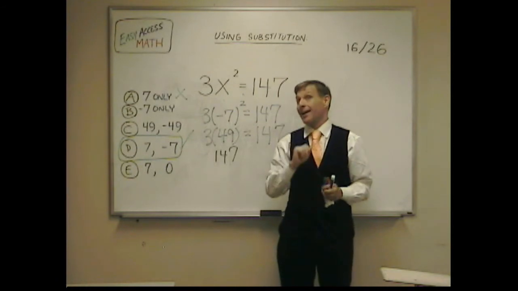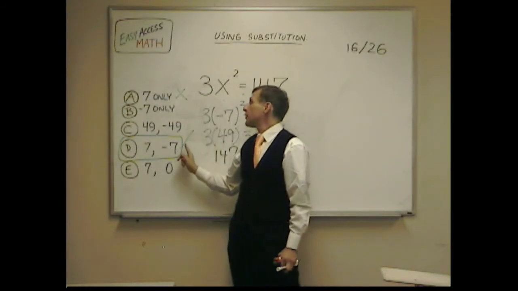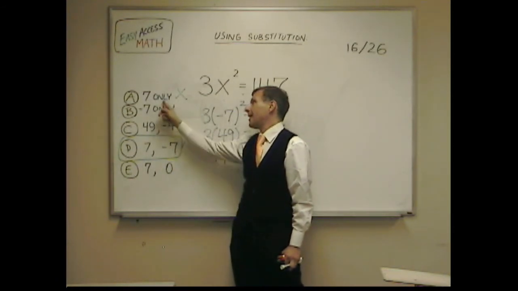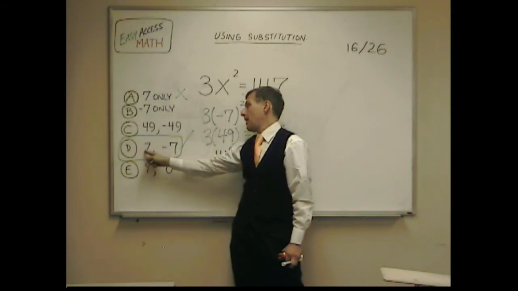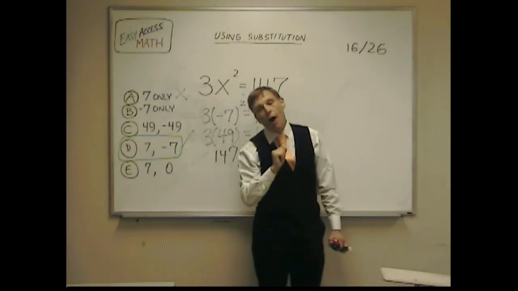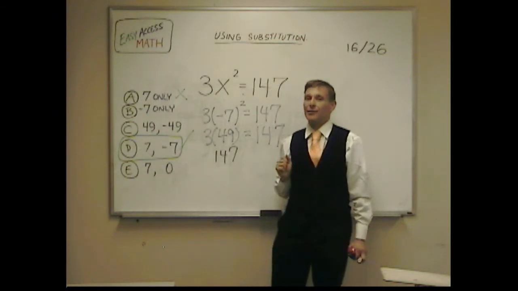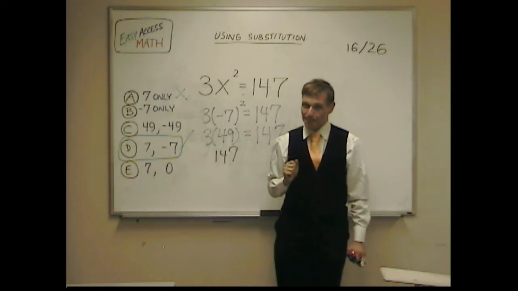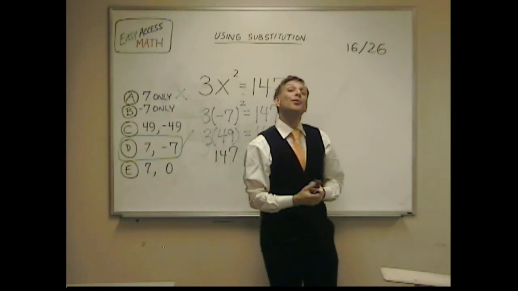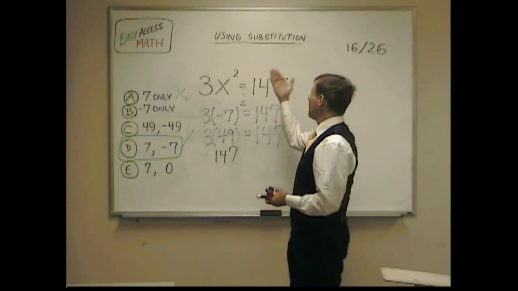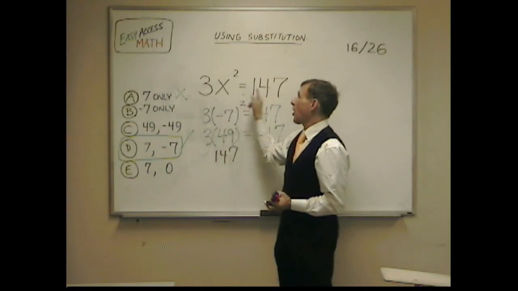So again, you substitute, you check your math, and when they equal, that would be the answer that works. And like I said, be sure you check before picking something with "only." There may be more than one solution. Often there is. In this case, both 7 and negative 7 work. And that's how you could use substitution for solving this kind of equation.